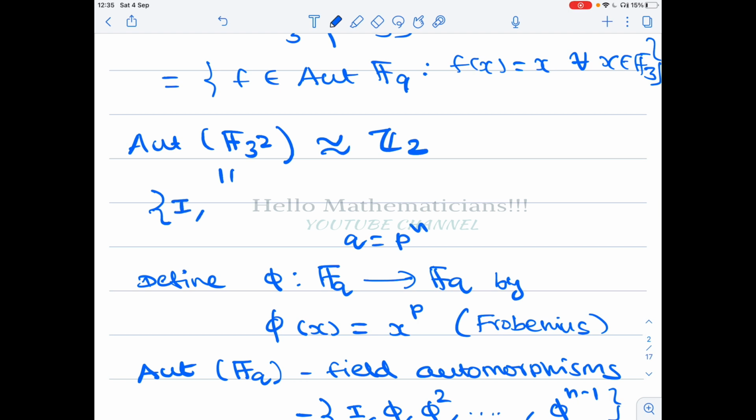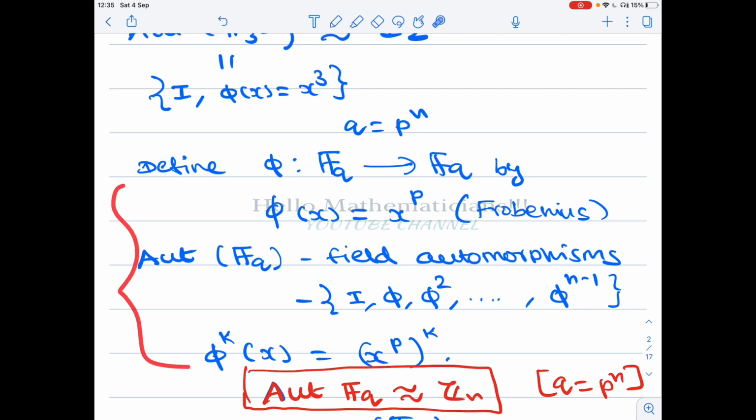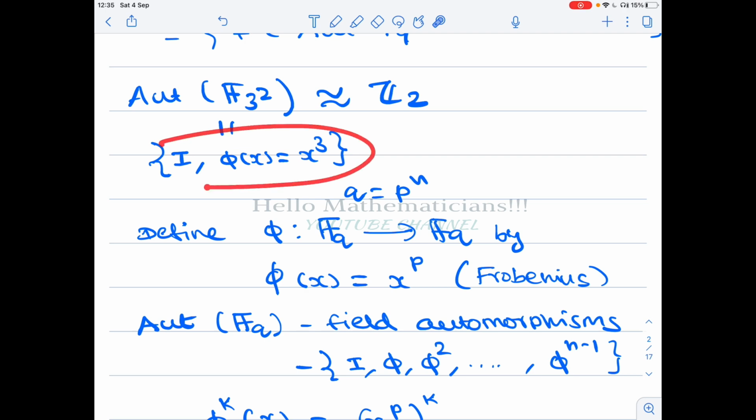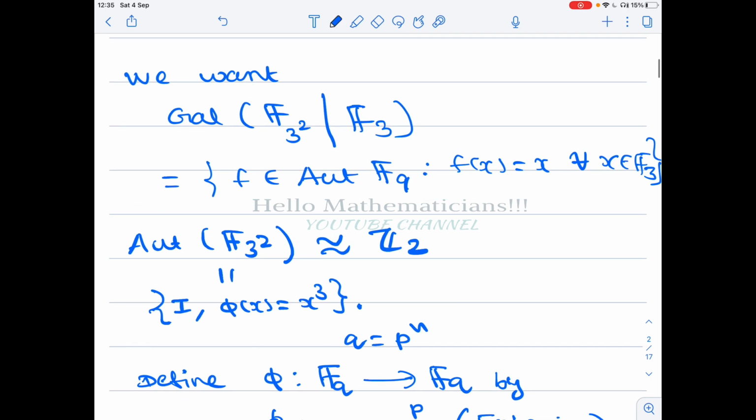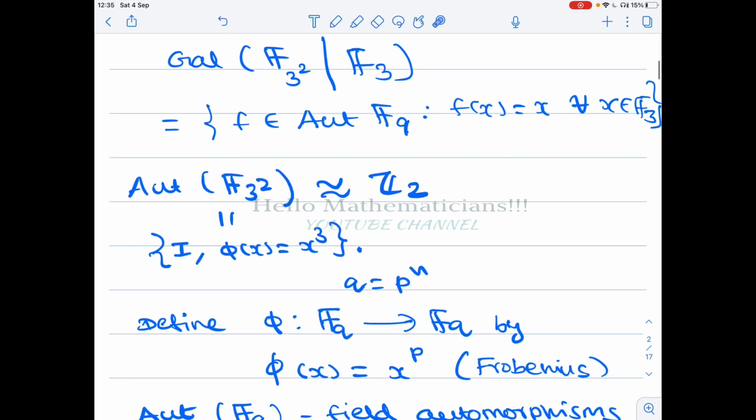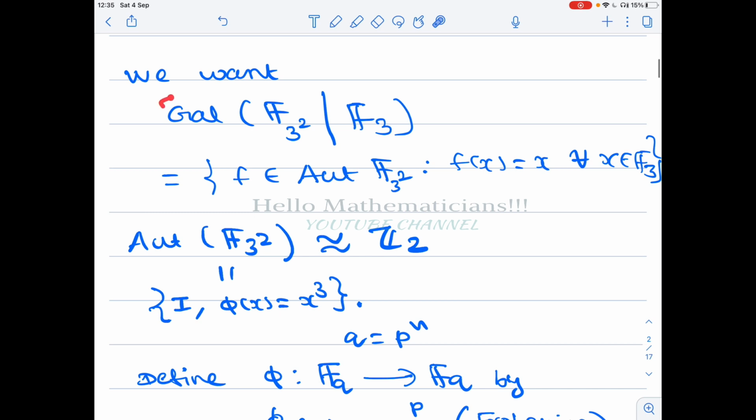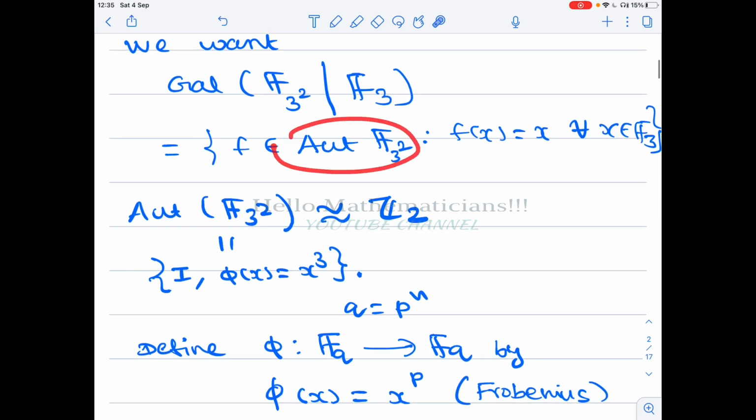The first one is the identity. The other is pi of x equal to x cube. These are the only 2 automorphisms, which is what we just observed. Now we have 2 automorphisms here, and by definition the Galois group of F3 square over F3 is equal to the set of automorphisms of F3 square satisfying this condition. They all belong to the Galois group. But this set itself has only 2 automorphisms, so we are going to check which of these automorphisms fixes the elements of the field F3 pointwise.